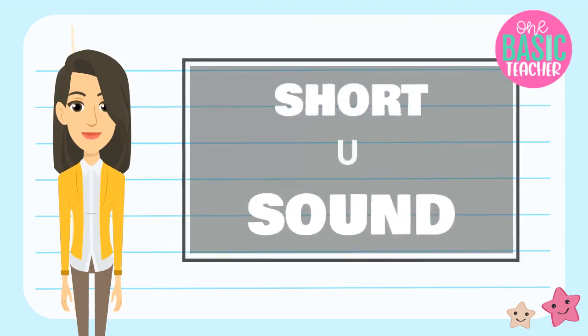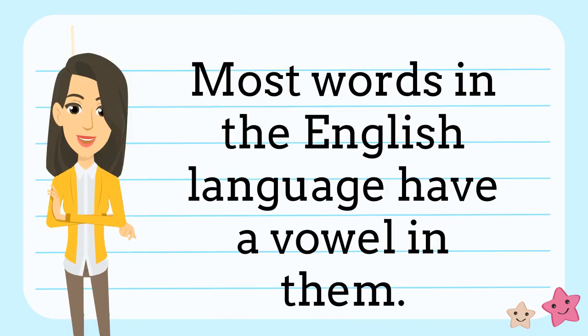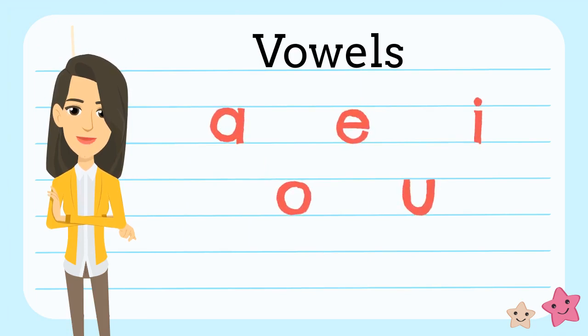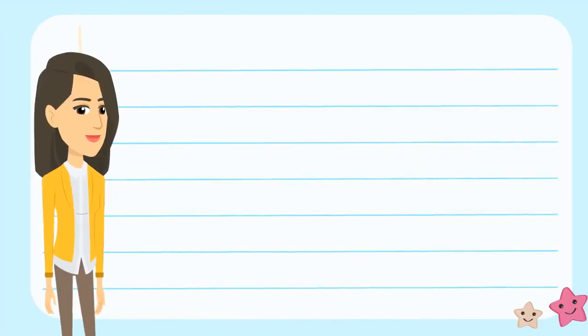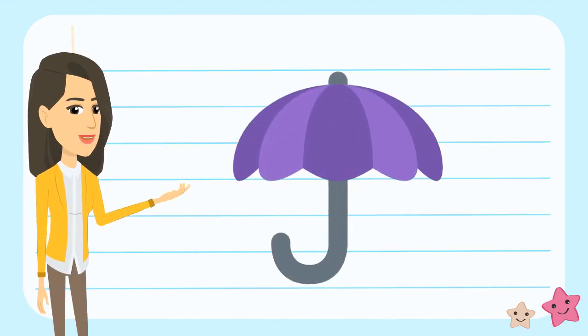In this episode, we'll talk about the short vowel U sound. Most words in the English language have a vowel in them. The letters A, E, I, O, and U are all vowels. The letter Y is a vowel too when it isn't in the beginning of a word. The letter U has many sounds, but the short U sound makes the sound like an umbrella.